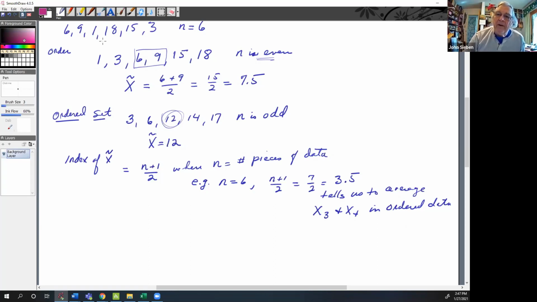maybe I'll write on top. This would be x1, x2, x3, x4, x5, x6. I'm talking about the ordered data now. And if the index was 3.5, the index would indicate something right in here, but there is no data point in there. But I would take the one immediately below and immediately above, and I would add those together.